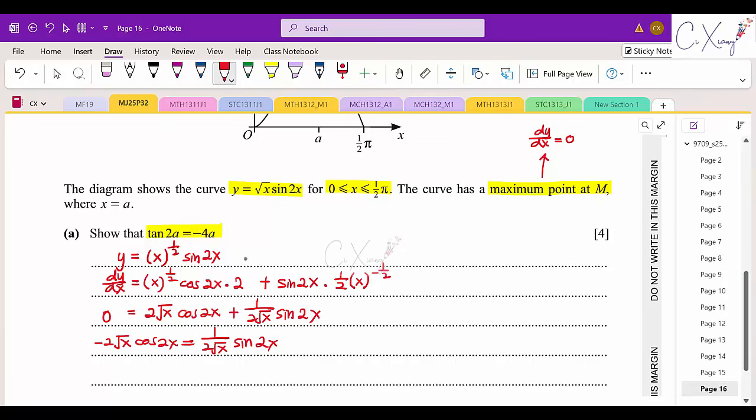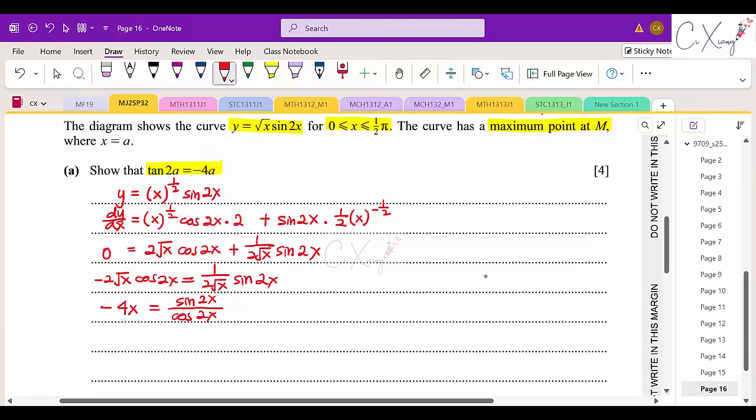Then I want to group all the 2 square root x together. Then I'm having negative 4x. Then for sine 2x and cos 2x, I also group them together as a trigo. So I will be having sine 2x over cos 2x. When you simplify, sine 2x over cos 2x will be equals to tangent 2x equals to negative 4x. And this is the equation that we get when we let dy dx equals to 0 to find the maximum point. Therefore, it also means that the value of A fulfills this particular equation because A is the x coordinate for the maximum point M. And this is how we prove it.